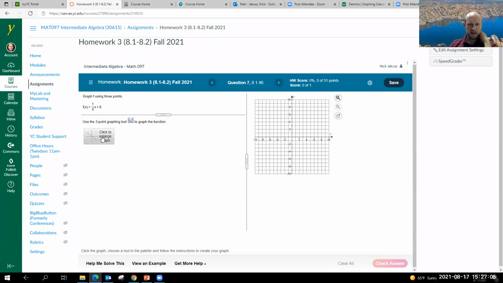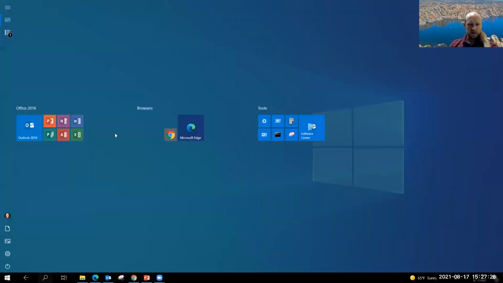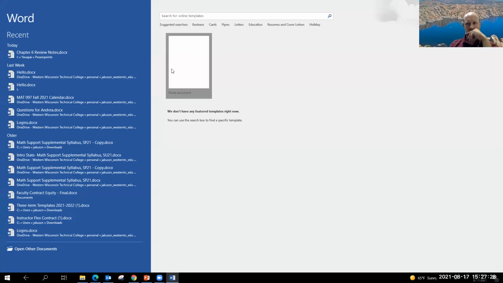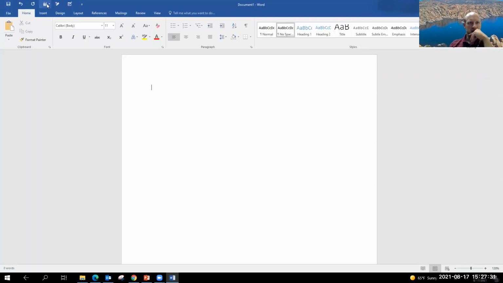You could do this by hand. You could also use a graphing calculator or Desmos if you want. I do think probably the easiest thing to do is just to make a table of points. So actually, let me open up a Word document. They had that this function f of x equals 1/4 x plus 8, I believe.